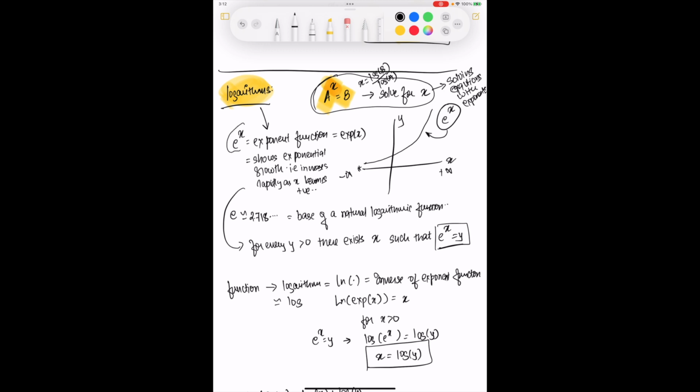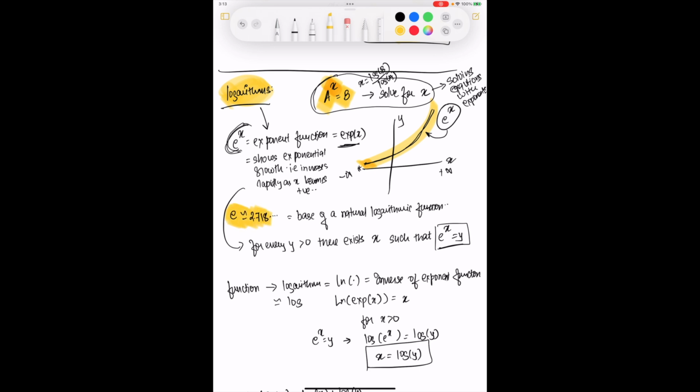In a sense, to understand log, we first need to understand exponents as a function. So e raised to x, or exp of x, is basically a graph that looks like this. When x is negative infinity, y tends to go to 0, right? But when x tends to positive infinity, y tends to go to positive infinity, right? So in a sense, for every y greater than 0, this value is defined. So for any x from minus infinity to plus infinity, y is always positive.